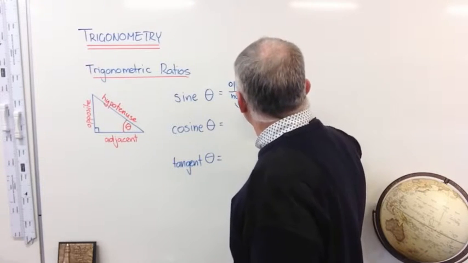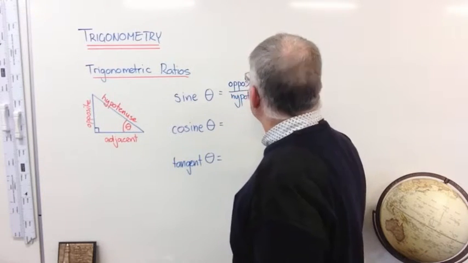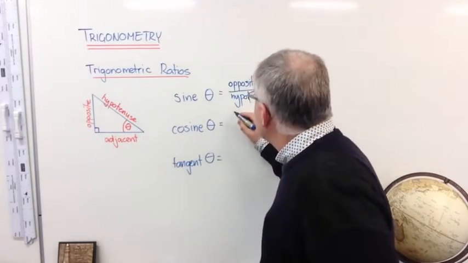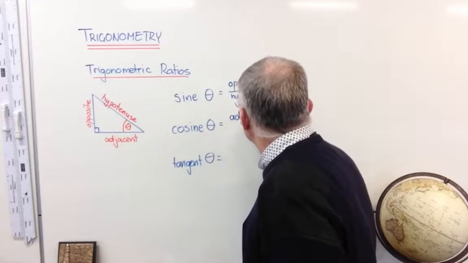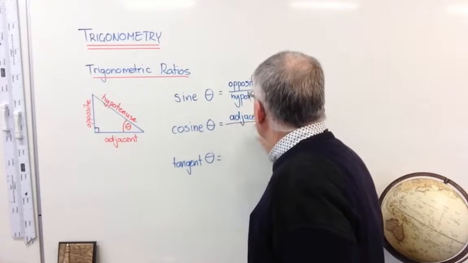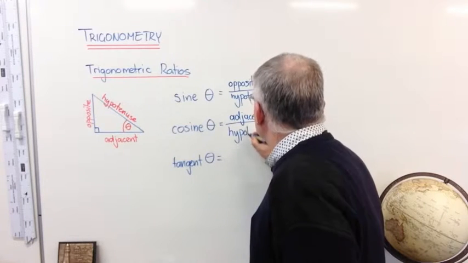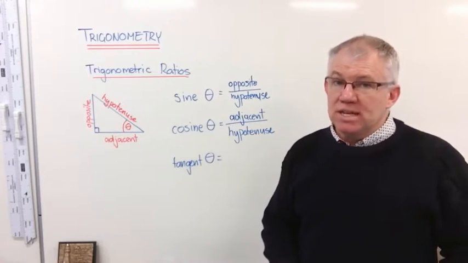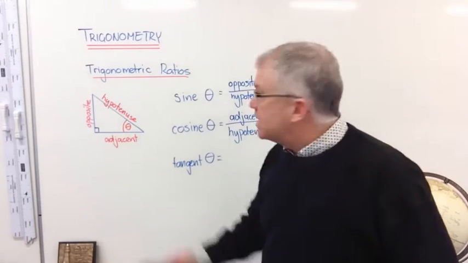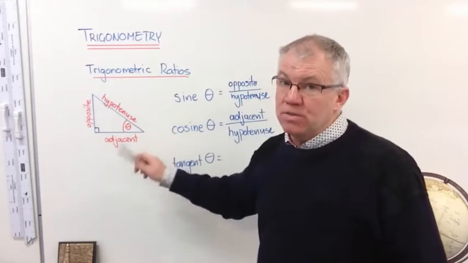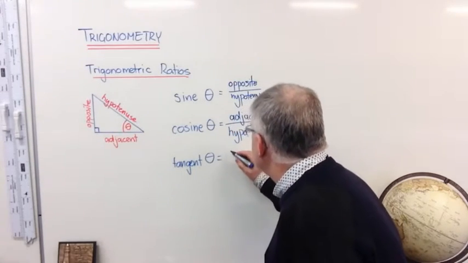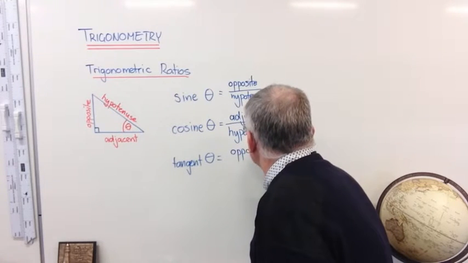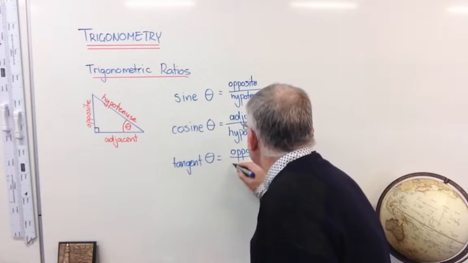And the cosine ratio is the ratio of the adjacent side to the hypotenuse. So we write adjacent over hypotenuse. And the tangent ratio, the last ratio that's left, is the ratio of the opposite side over the adjacent side. So the tangent ratio for theta is opposite over adjacent.